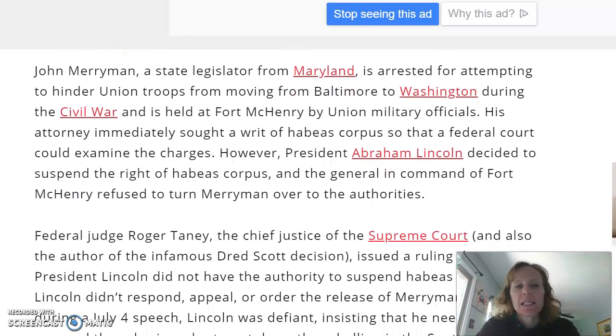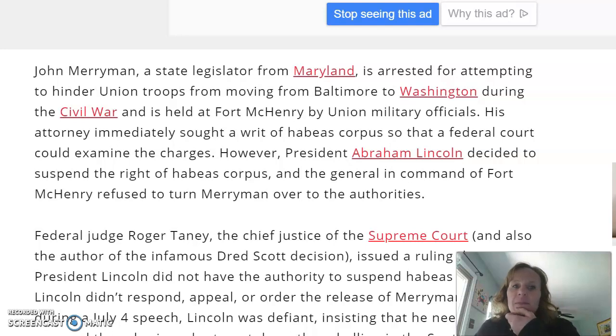John Merryman, a state legislator from Maryland, is arrested for attempting to hinder Union troops from moving from Baltimore to Washington during the Civil War and is held at Fort McHenry by Union military officials. His attorney immediately sought a writ of habeas corpus so that a federal court could examine the charges. However, President Abraham Lincoln decided to suspend the right of habeas corpus, and the general in command of Fort McHenry refused to turn Merryman over to the authorities.